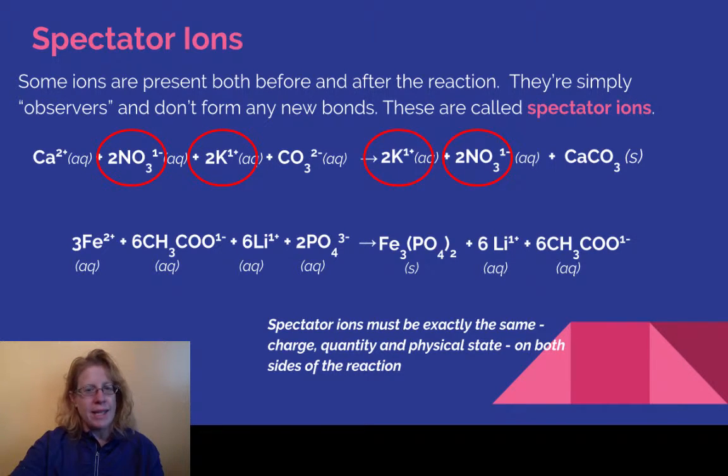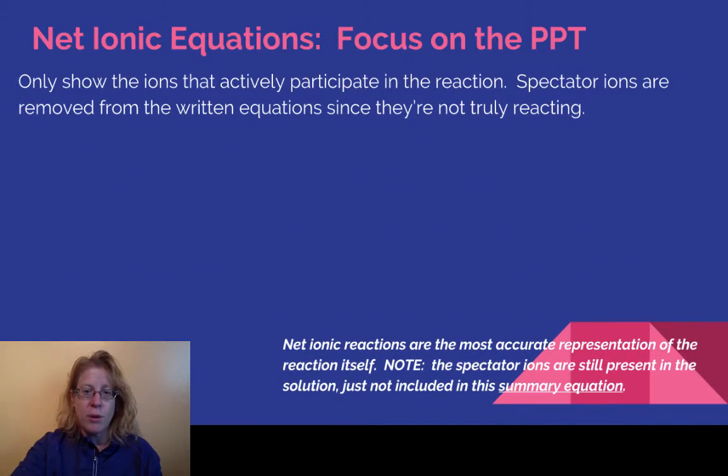So we want to write a different, little shorter version of this equation to help us figure out what's really happening. Where's the chemistry really occurring? And same thing down in the bottom. We look at this even longer one. We see that there's lithium ions present on both sides. And the other one that's present that doesn't really change is the acetate ions. They're there before, they're there after. It's the iron and the phosphate that's really doing a chemical reaction, forming a new bond.